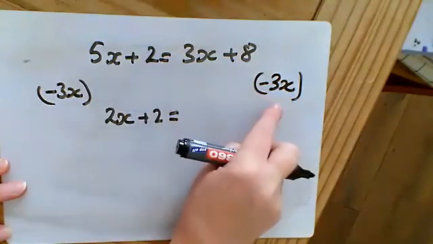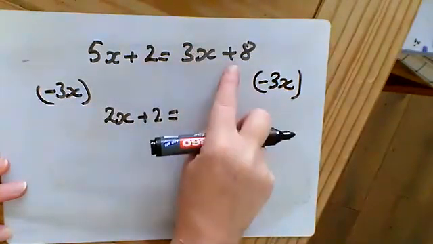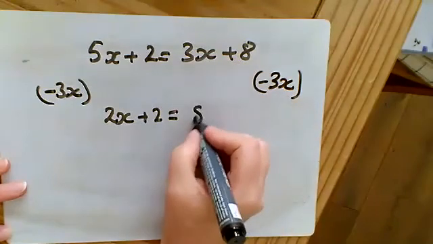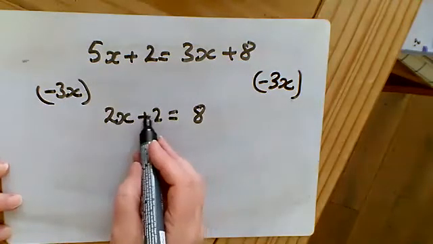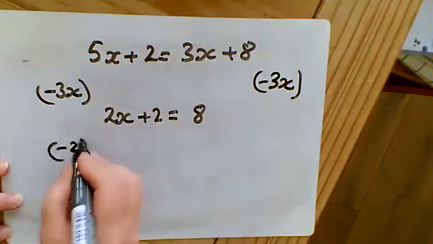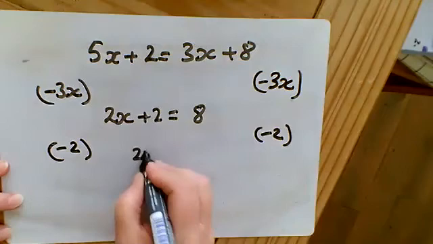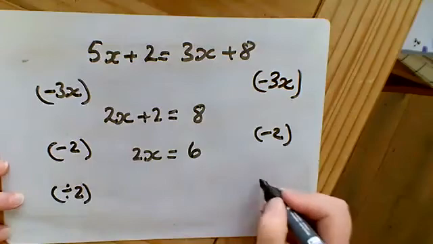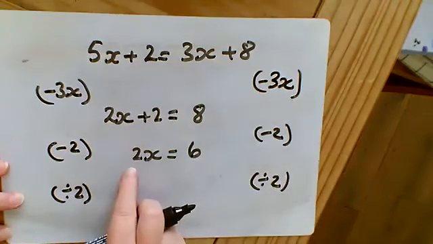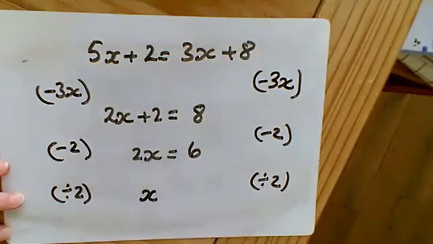and the right-hand side, taking away this 3x, leaves me with positive 8. I don't have to write the plus sign, I can just write that 8 there. Now this looks very familiar, it looks like the problems we were solving previously. So 2x plus 2 equals 8, so if I take 2 away from both sides, 2x would equal 6. And then if I divide both sides by 2, 2 times x divided by 2 would just leave me with one lot of x, and 6 divided by 2 leaves me with 3.